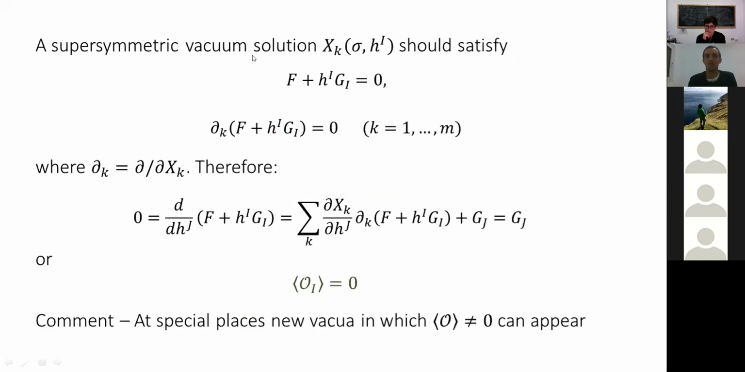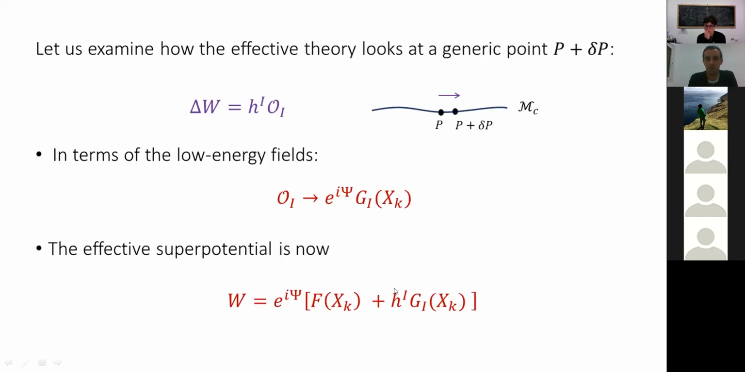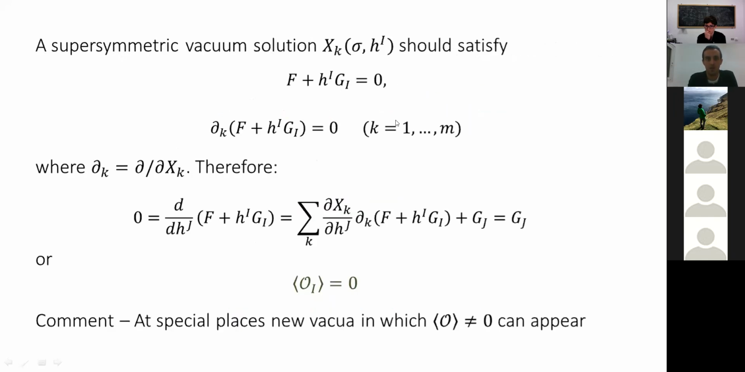And now let's consider a supersymmetric vacuum solution, and it satisfies these two vacuum equations. They result from this superpotential, so we have these simple vacuum equations. Since this equation is satisfied on some generic values of H, we can in particular differentiate with respect to H. Since this is 0, the derivative would be 0.